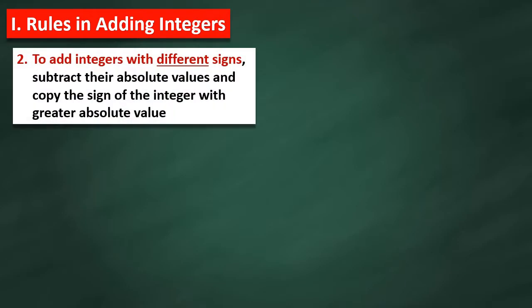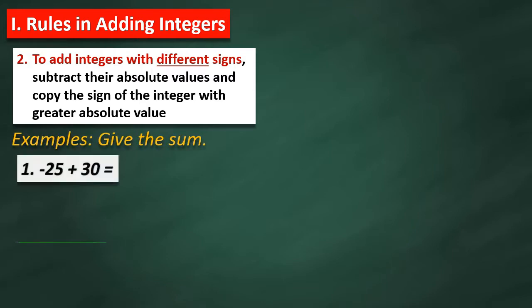For the second part, we will add integers with different signs. This would be our rule. To add integers with different signs, subtract their absolute values and copy the sign of the integer with greater absolute value. Let us work on these examples.